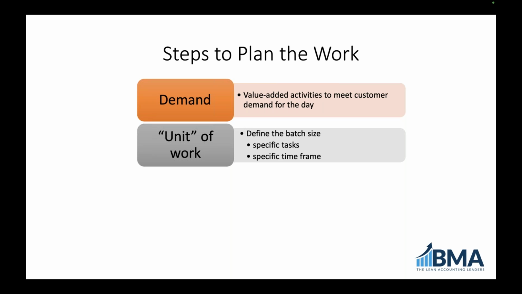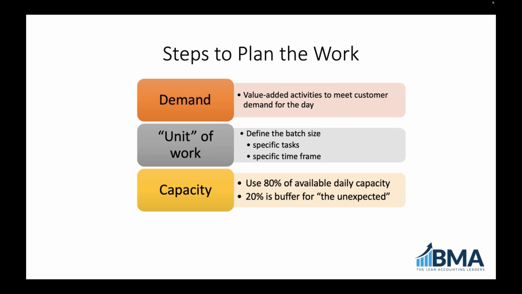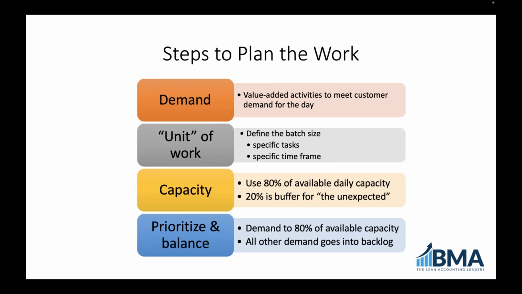You have to define a unit of work or a batch size. So this can be specific tasks, or it can be what happens over a specific time frame. You're trying to create a routine and a cadence. Capacity, as I mentioned, you use 80% of available daily capacity. 20% is a buffer for the unexpected, for interruptions, okay? And by the way, if those interruptions don't occur, you can always pull more work in. So you balance the demand to 80% of capacity, all of the other demand goes into the backlog, and if there is available capacity during the day, it gets pulled in.